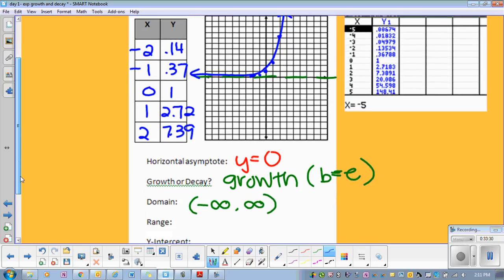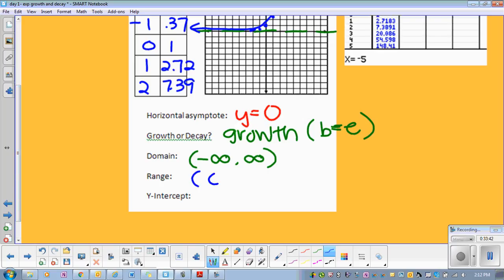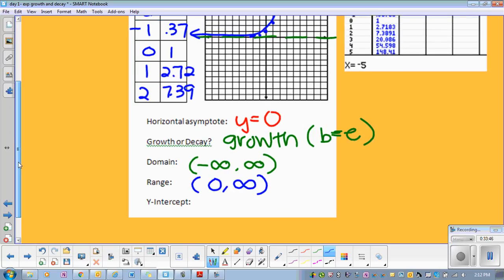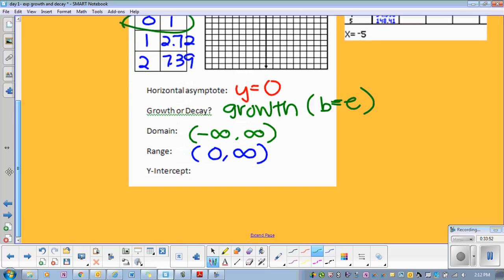So then, guys, what is the range for this? Where does my graph start? Good. 0 to infinity. Now, what is the y-intercept? Good. 0, 1. Perfect. Questions?